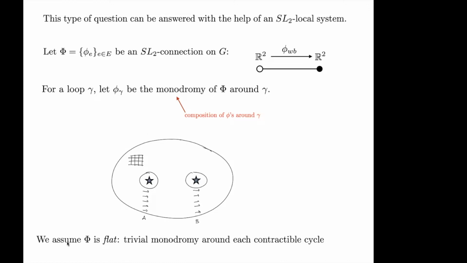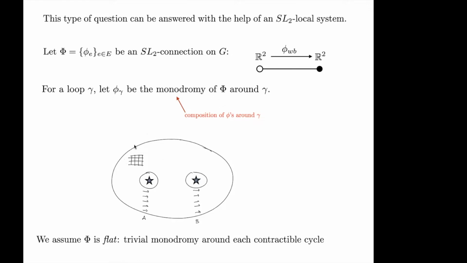Furthermore, I'm going to assume that the connection is flat, by which I mean I want to assume that the connection has trivial monodromy around contractible cycles. So the only interesting loops are the ones which are topologically non-trivial on the underlying punctured surface.